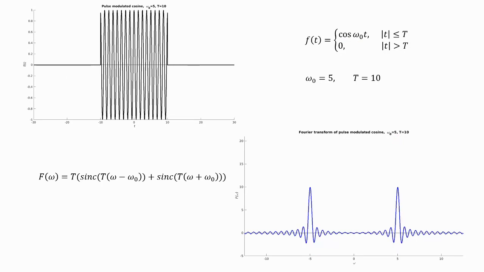This example of pulse modulated cosine function is also interesting because we can also vary the frequency omega naught while keeping the duration of the pulse fixed, and we can vary the value of omega naught. And note that in the limit of omega naught equal to 0, this function will become a rectangular pulse.